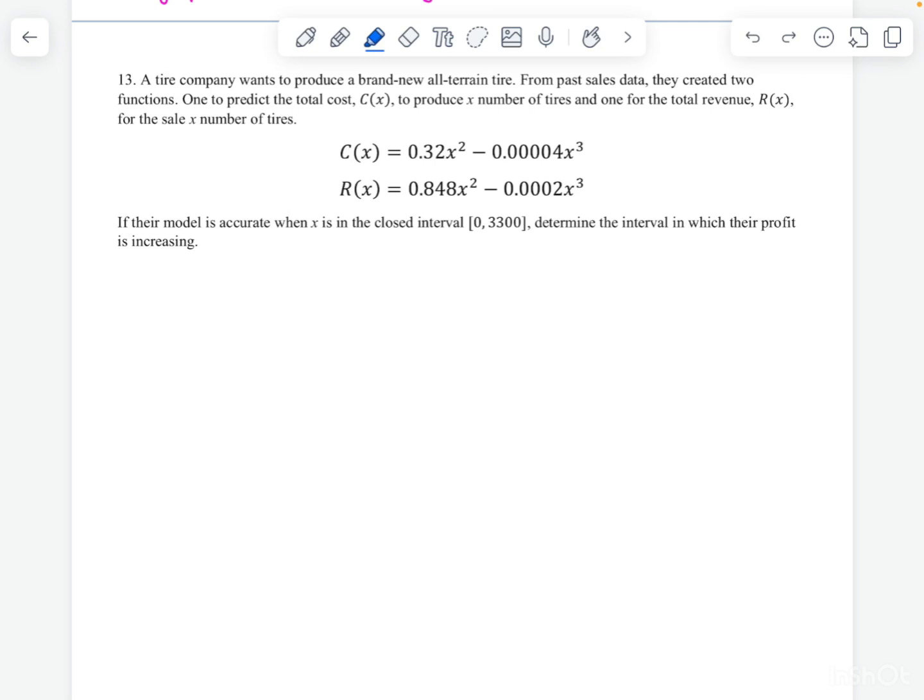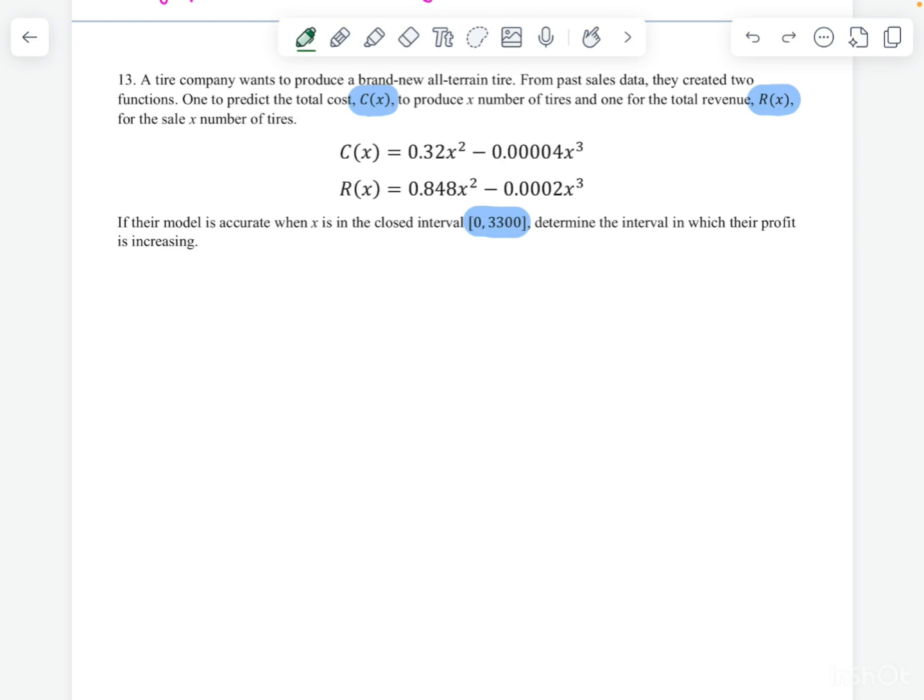Let's begin. A tire company wants to produce a brand new all-terrain tire. From past sales data, they created two functions: one to predict the total cost to produce X number of tires, and one for the total revenue for the sale of X number of tires. If their model is accurate when X is in the closed interval 0 to 3300, determine the interval in which their profit is increasing.